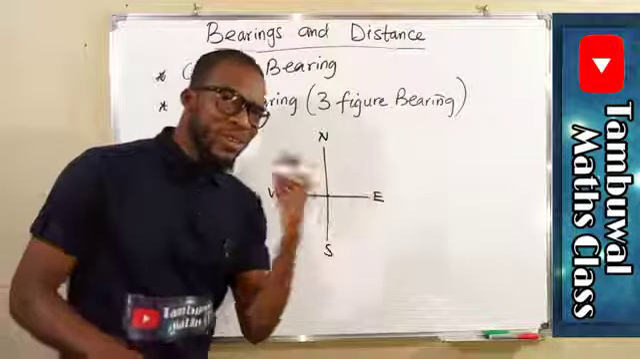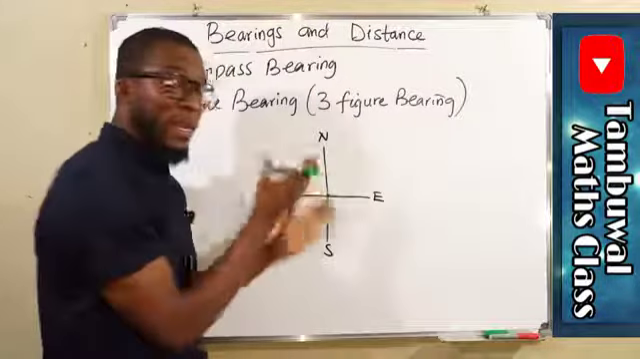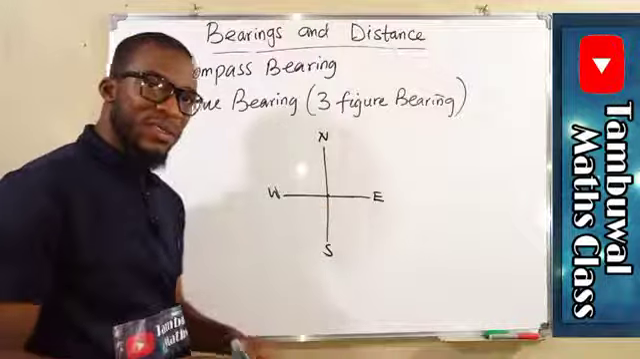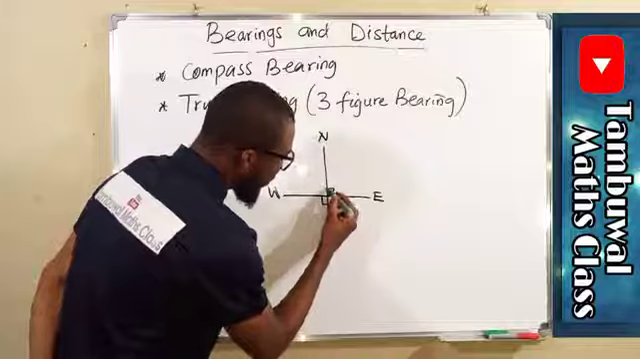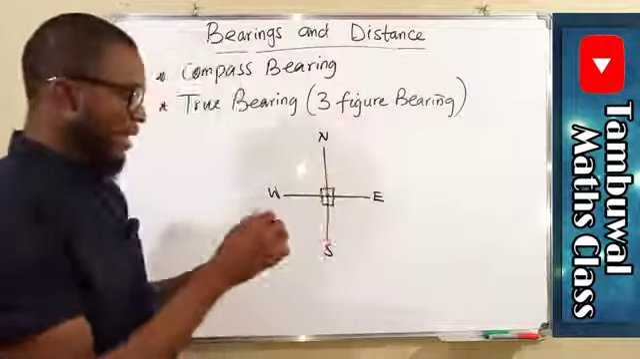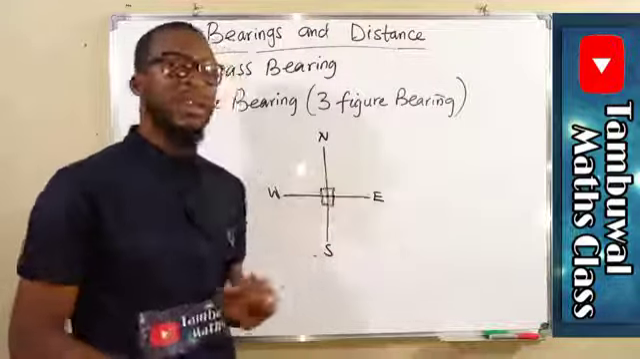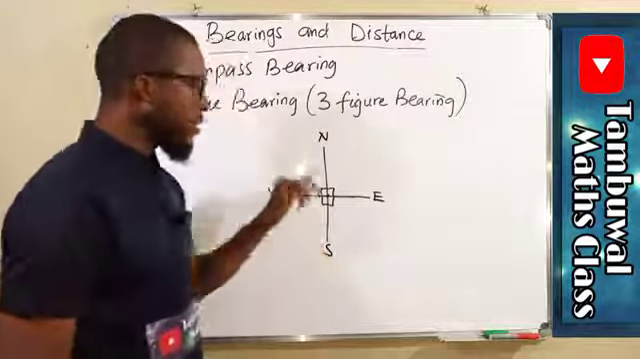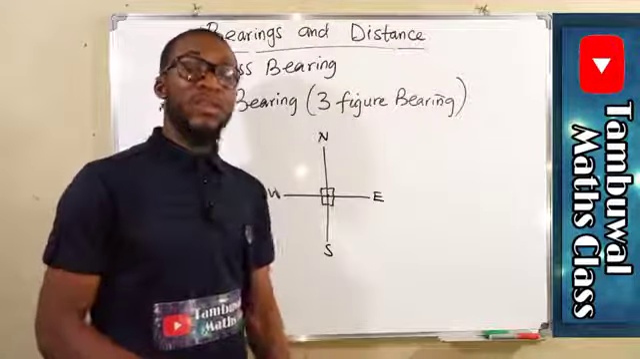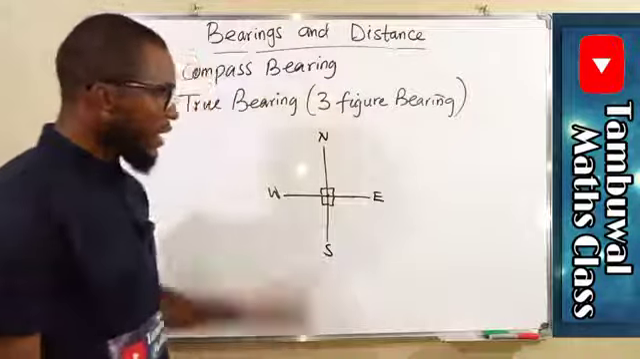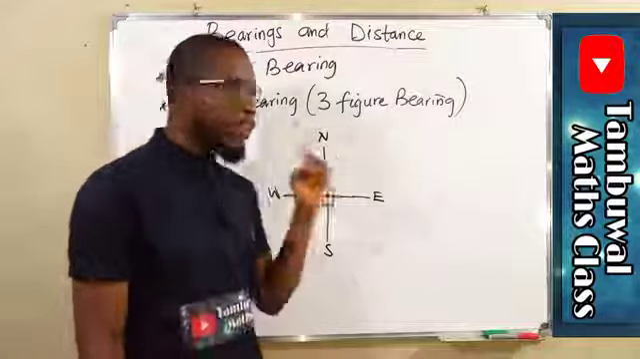So there are two important things I want you to understand here. In between every two major cardinal points is 90 degrees. So this is 90 degrees, this is 90 degrees, this is 90 degrees, this is also 90 degrees. Collectively, we have 360 because 90 plus 90 is 180, plus another 90 is 270, plus another 90 is 360 degrees. That's number one.